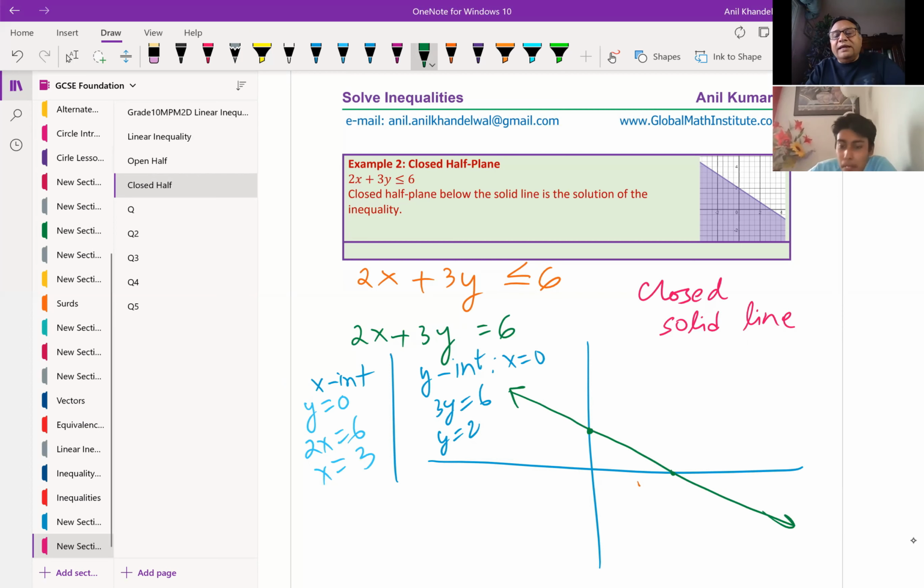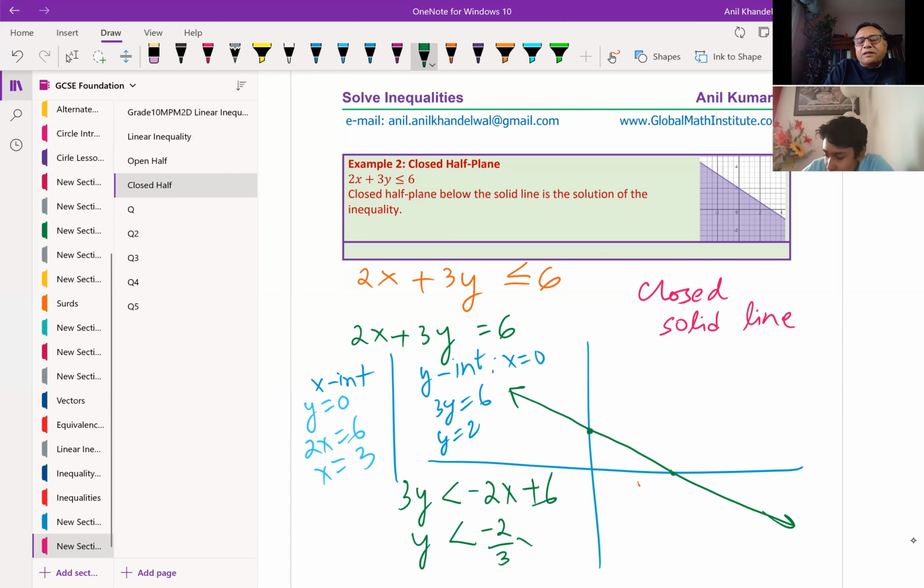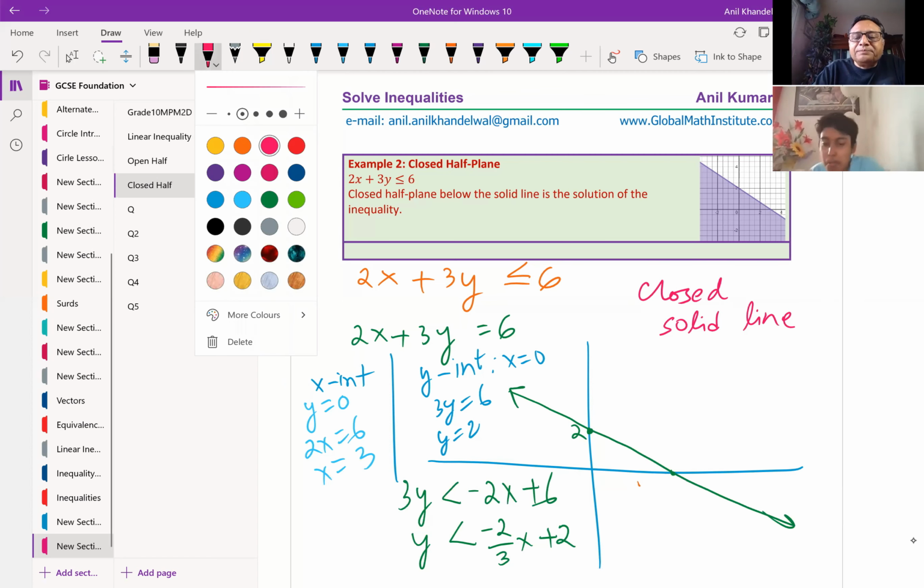Yes, sir. And since we are saying that this is less than or equal to 6, whatever this line is, if I rearrange this, what do I get? I get the value of y as less than minus 2 over 3 x plus 2. Is that okay? Yes, sir. So definitely we got the same equation, y-intercept being 2. Since it is less than or equal to, we are including the line for which region is shaded.